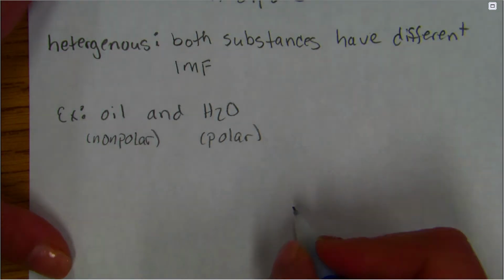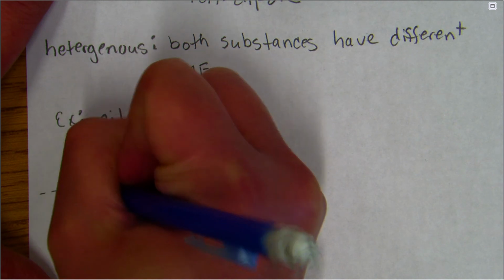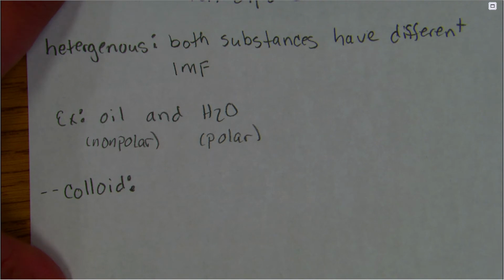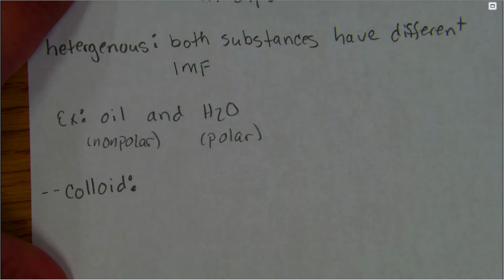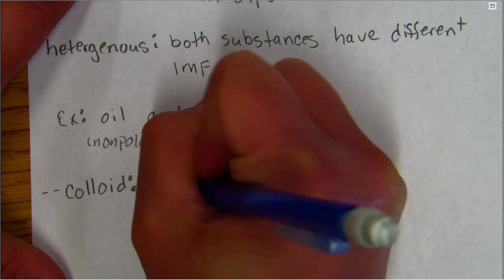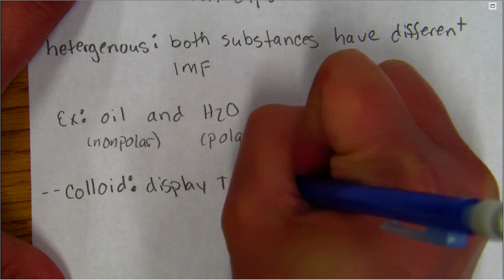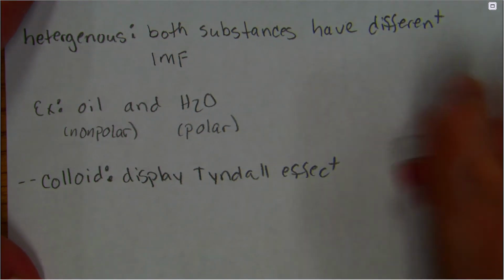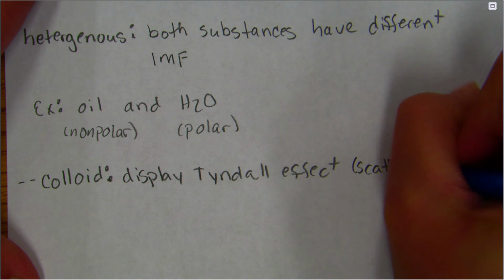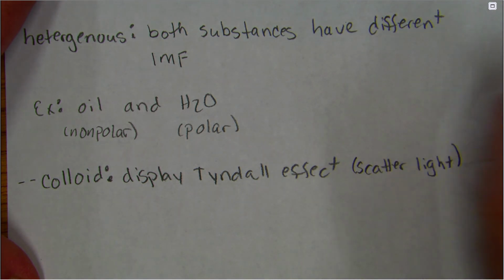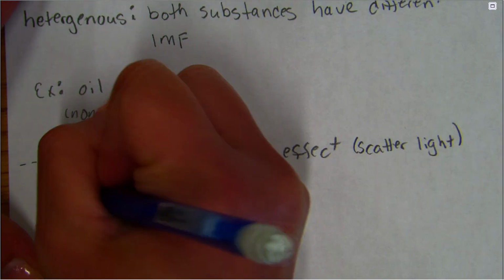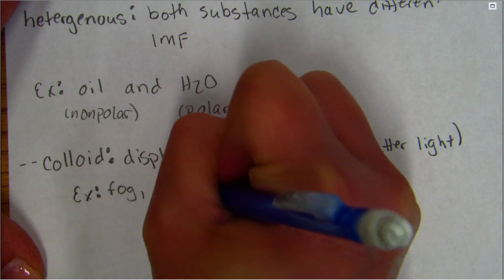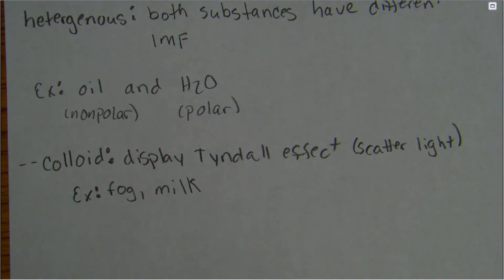Two other terms, a colloid. A colloid is a type of heterogeneous mixture. All right, and a colloid is going to display the Tyndall effect. And the Tyndall effect is the ability to scatter light. So some examples of a colloid are going to be fog and milk. These are both heterogeneous mixtures. All right, and they are colloids.